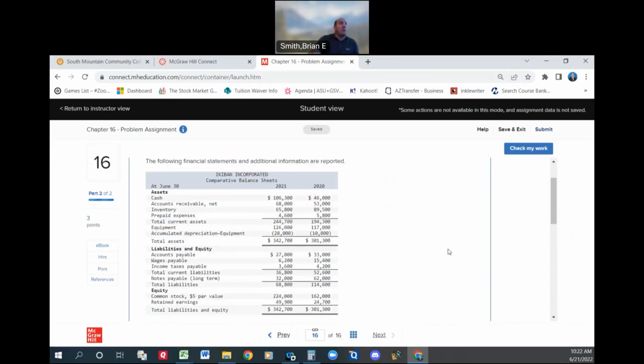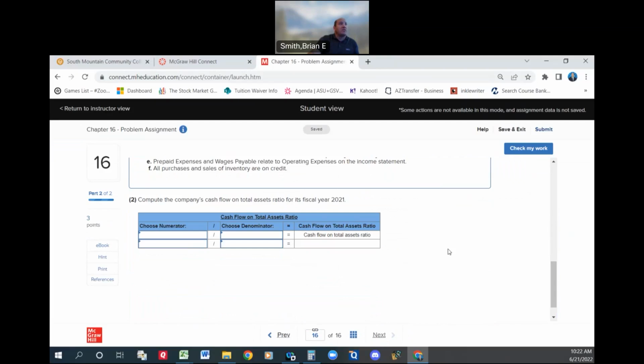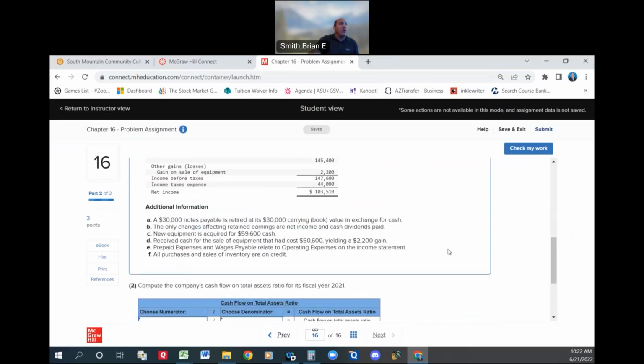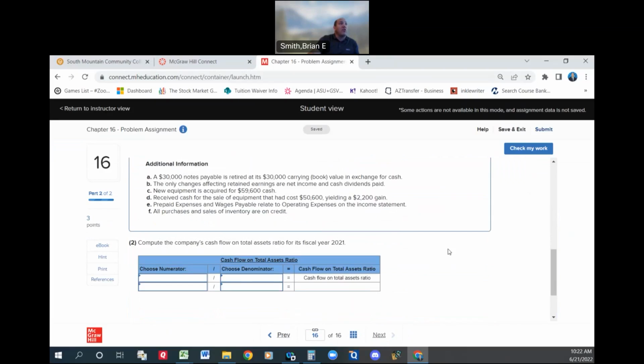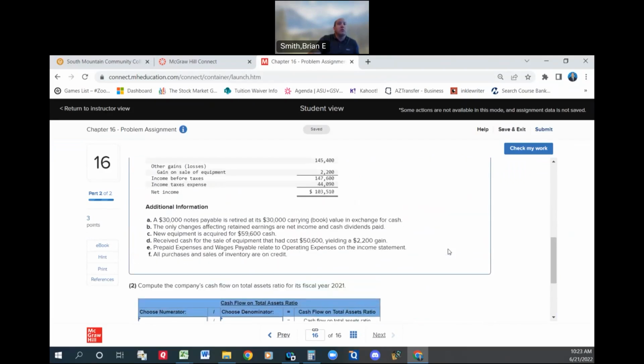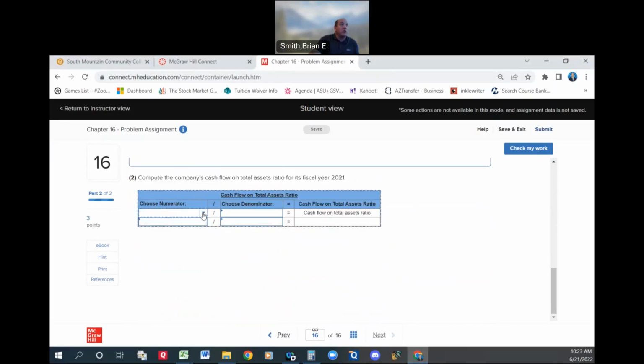Okay, looks like number 16 and the last one is another cash flow statement, but this one is going to be, oh no, this is just the second part of this. We are going to be doing cash flow on total asset ratio. So we're going to come up with that ratio. Now remember, our numerator is going to be our cash flow from operating activities, and we're going to divide it by our average total assets. Excuse me. So that's what we're looking for.